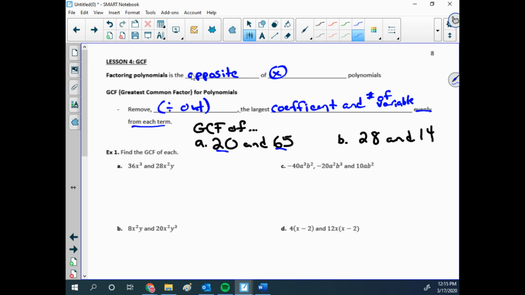I know off the top of my head, numbers that multiply to 20 are 1 times 20, 2 times 10, and 4 times 5. Well, 20 is not going to divide evenly into 65. 10 doesn't divide evenly into 65, but 5 does. And so I know 5 is going to be the greatest common factor between 20 and 65. Take a second for yourself here and say what the greatest common factor between 28 and 14 would be.